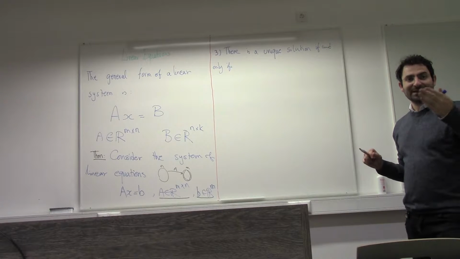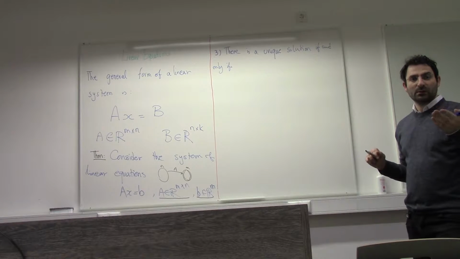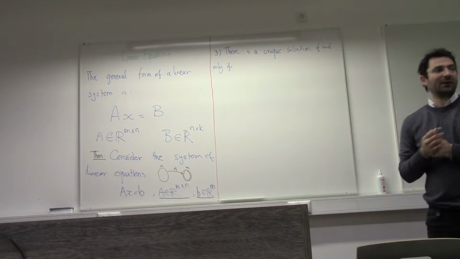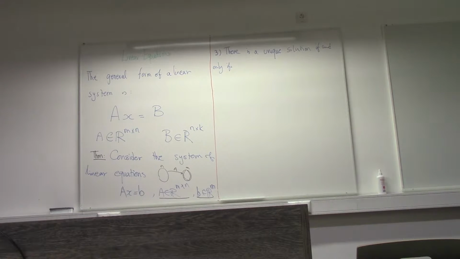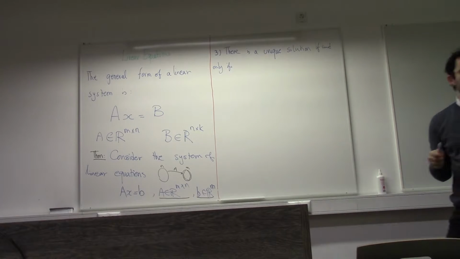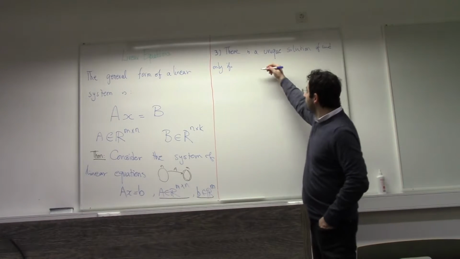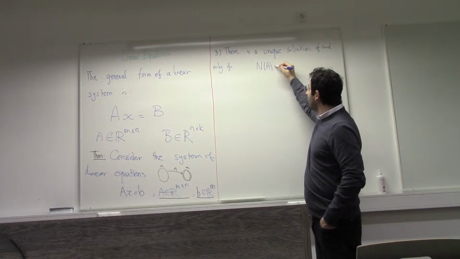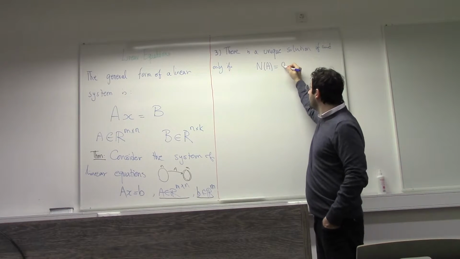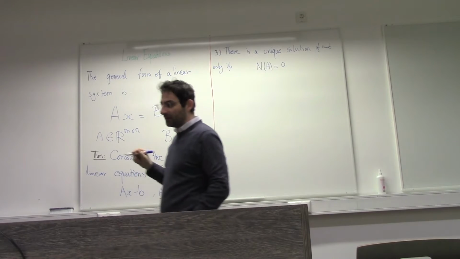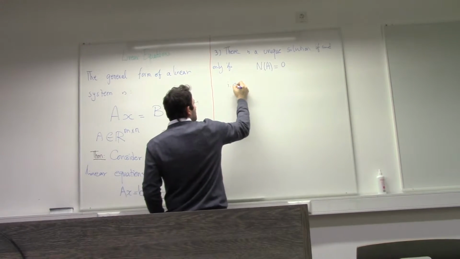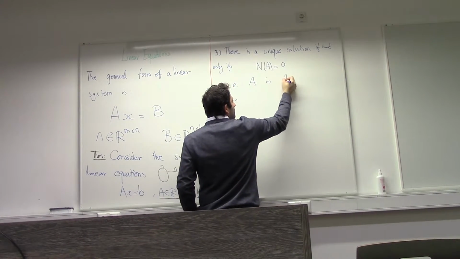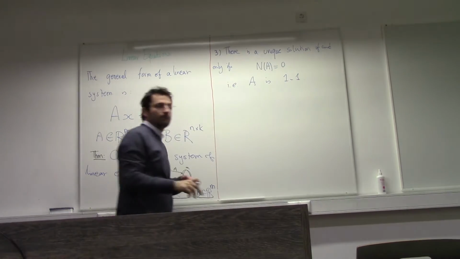If you want to say that it is 1-to-1, what does it mean? How can we understand something being 1-to-1 by considering the fundamental subspaces? If the null space of A is 0. In other words, A is 1-to-1.